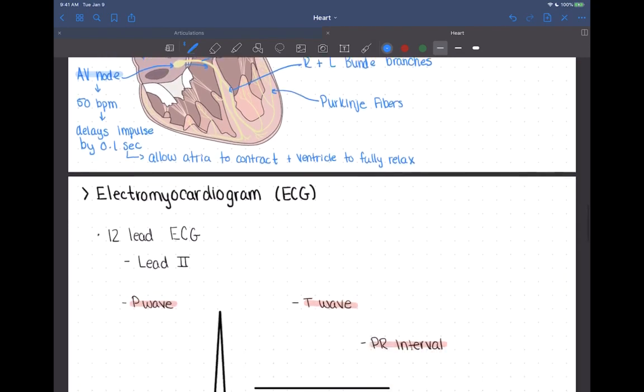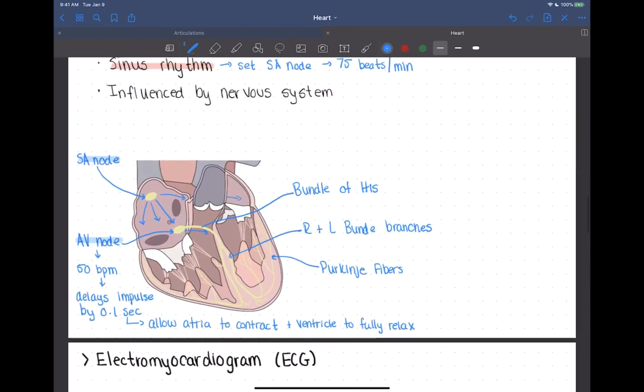Okay. All right, so before we look at an ECG, I just want to point out two terms really quick. And I don't have them written here yet. So let's just add fibrillation.